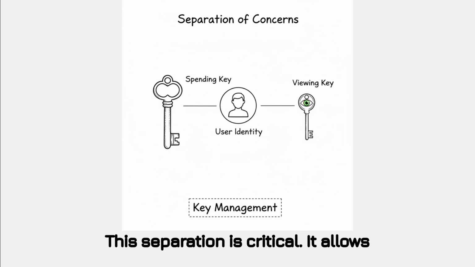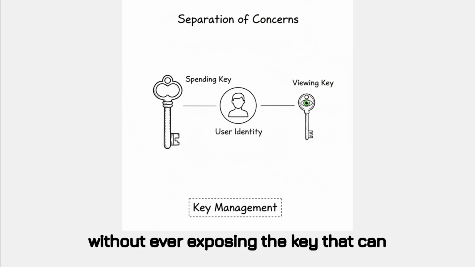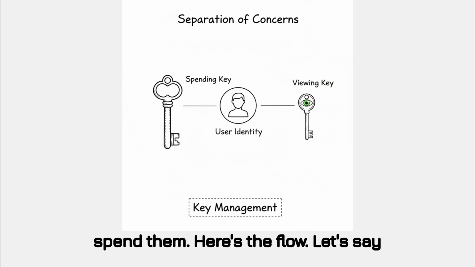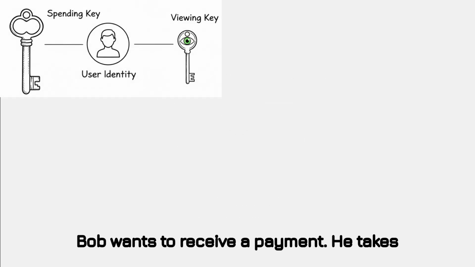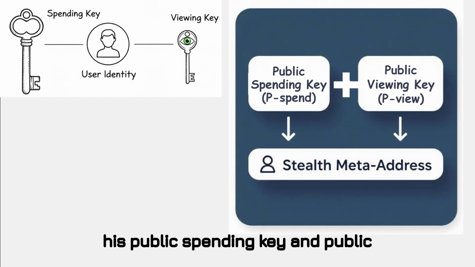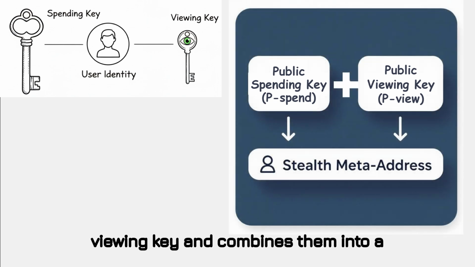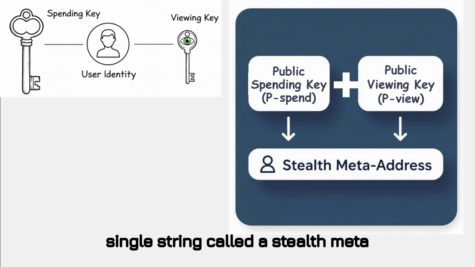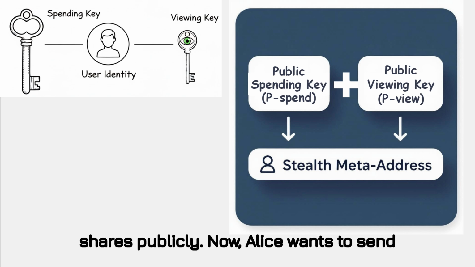This separation is critical. It allows your wallet to safely scan for funds without ever exposing the key that can spend them. Here's the flow. Let's say Bob wants to receive a payment. He takes his public spending key and public viewing key and combines them into a single string called a stealth meta address. This is the one address he shares publicly.